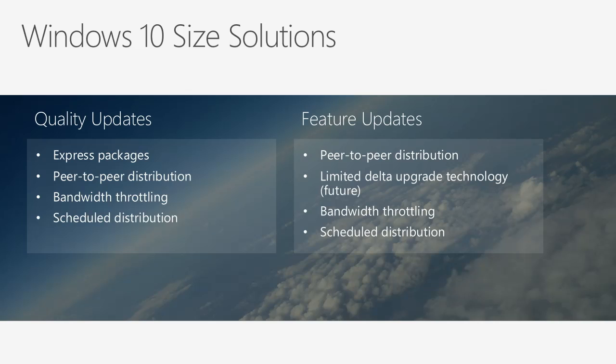When we look at feature updates, we have the same basic technologies that we can use. The only difference would be express packages. Today, we can't do anything with the feature updates to do any type of delta. I mean, we are working on that, but that will come at a later point in time. So for right now, you do need to get the full 3.5 gig to each client, but certainly using peer-to-peer distribution is something that works really well. Using bandwidth throttling to make sure that we don't have hundreds of PCs all frantically trying to download the content at once works well, and doing scheduled distribution works out pretty well as well.